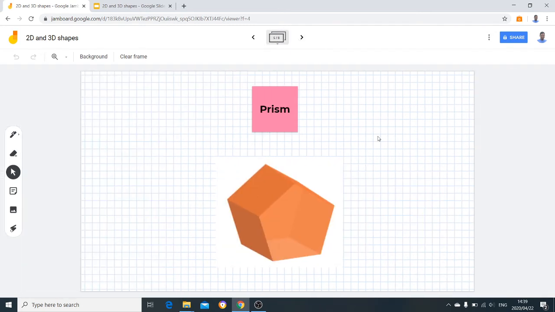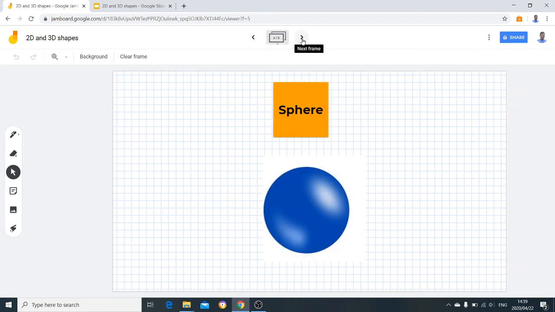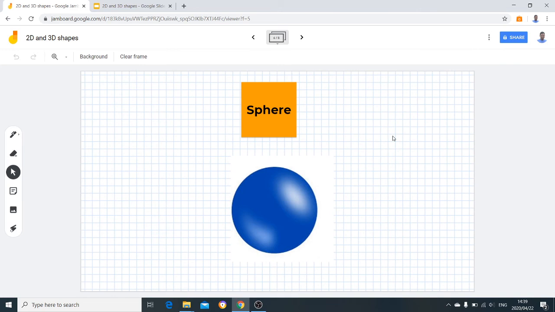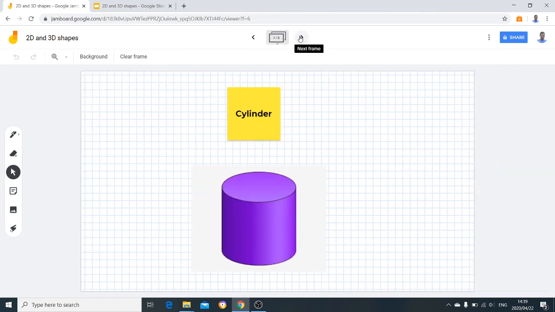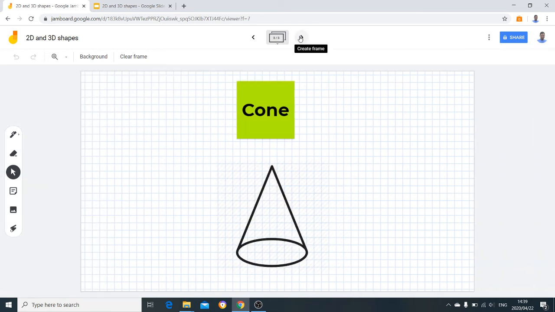Prism. There are many different types of prisms. A pentagonal prism, which is this one here, and a square-based prism, a triangular-based prism, and many more. A sphere. A sphere looks like a ball. A cylinder. A cylinder looks like a pipe. A cone. A cone looks like a party hat you get at parties.